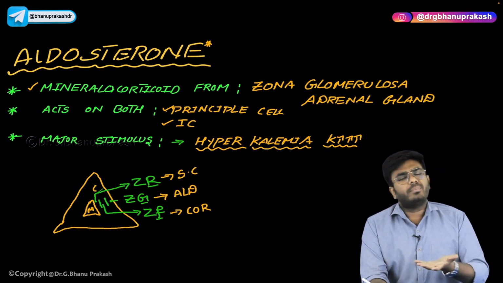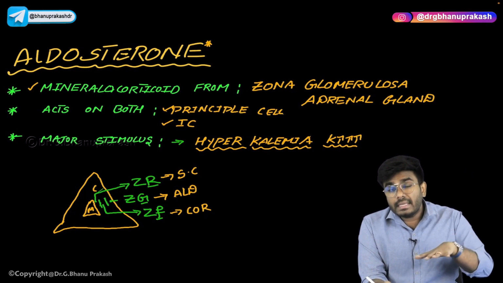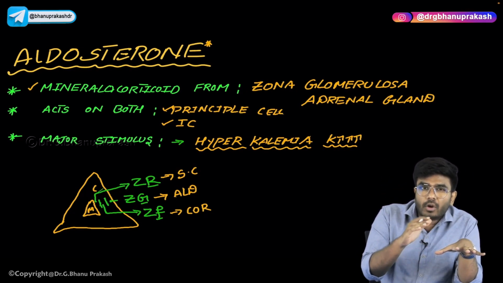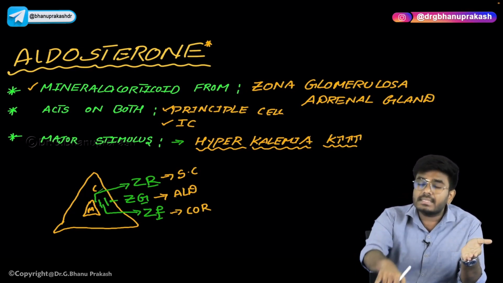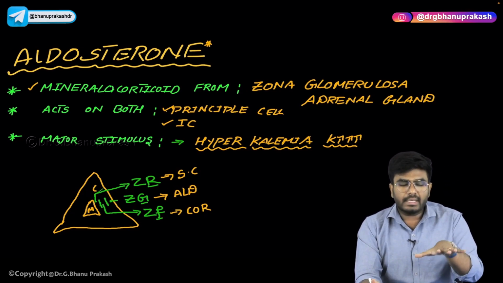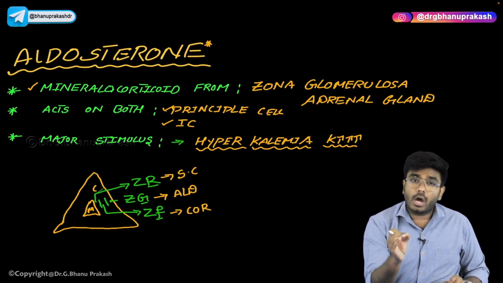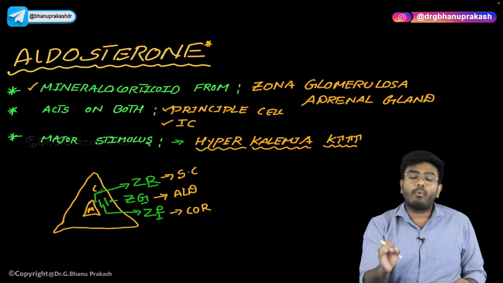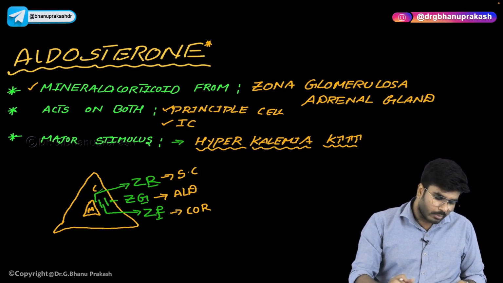From here, you can logically think: if hyperkalemia, an increase in potassium concentration in blood, stimulates the release of aldosterone, what should aldosterone do? Aldosterone should come and decrease the levels of potassium. So increase in potassium levels in the blood will stimulate the release of aldosterone, and aldosterone will decrease the level of potassium. How, we will discuss, don't worry. These are some important points about aldosterone.